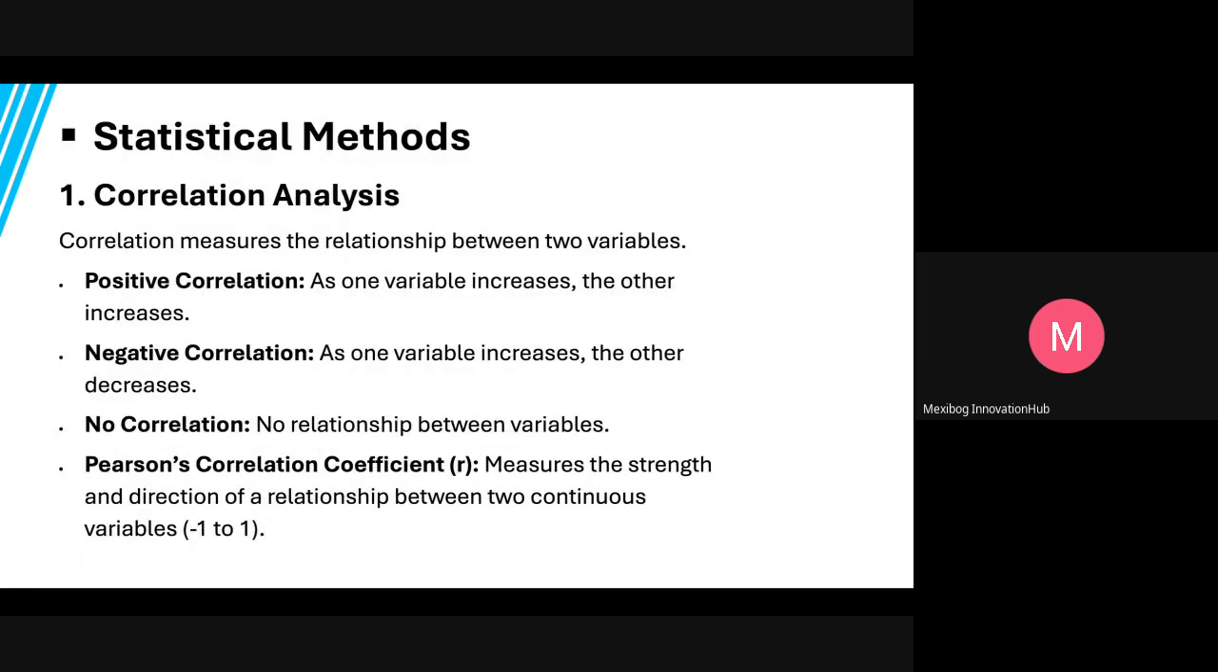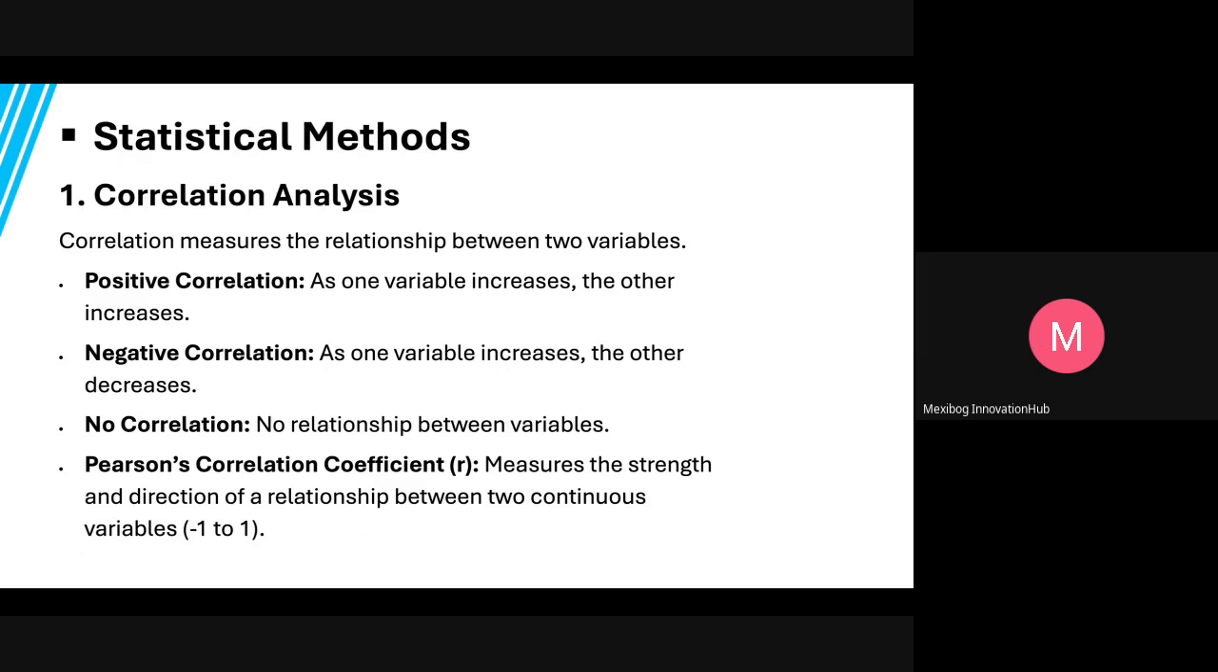So, statistical methods. We have correlation analysis. Correlation measures the relationship between two variables. We have positive correlation, negative correlation, and no correlation, and we have correlation coefficients. Positive correlation is described as one variable increases, the other increases as well. But for negative correlation, as one variable increases, the other decreases. Then when there's no correlation, there's no relationship between the variables.